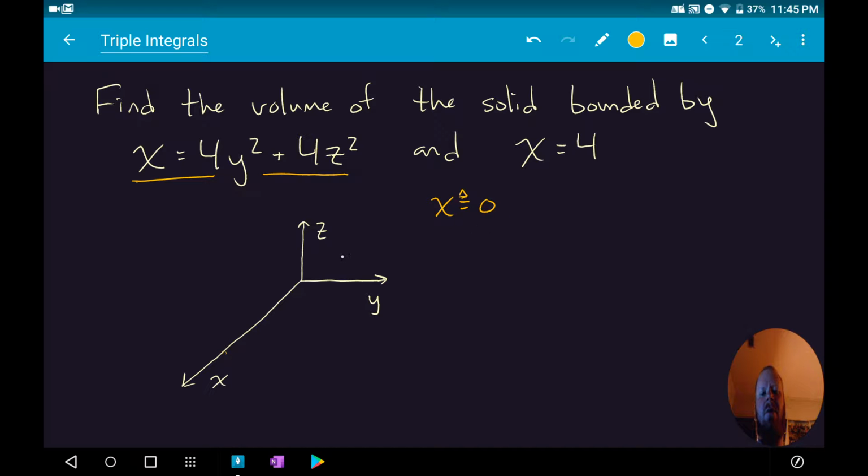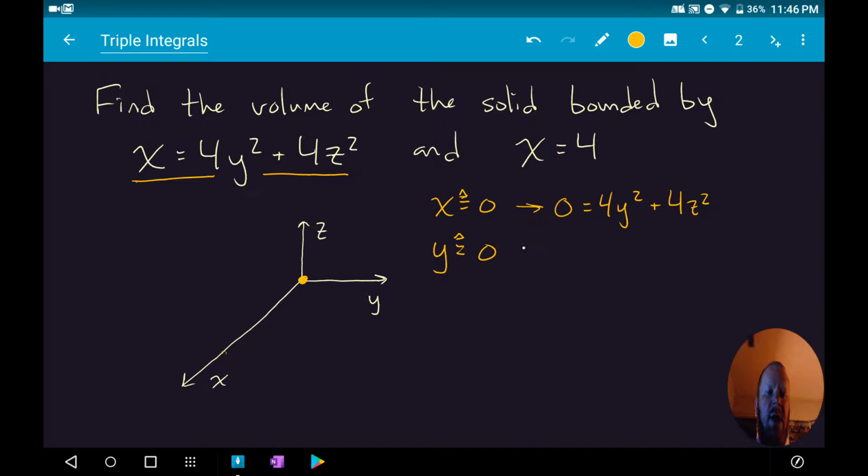So when x equals 0, that's going to look like 0 equals 4y squared plus 4z squared. And our quadric surface, right, ideas didn't go anywhere. So this is a circle with a radius 0, or the only values that work here are y equals 0, z equals 0. So that's a point.